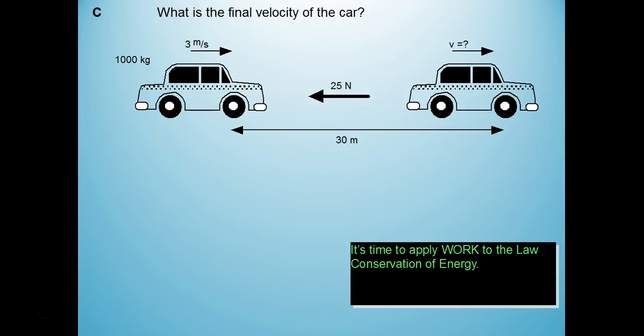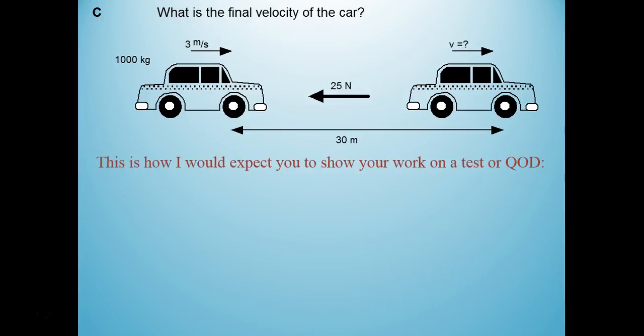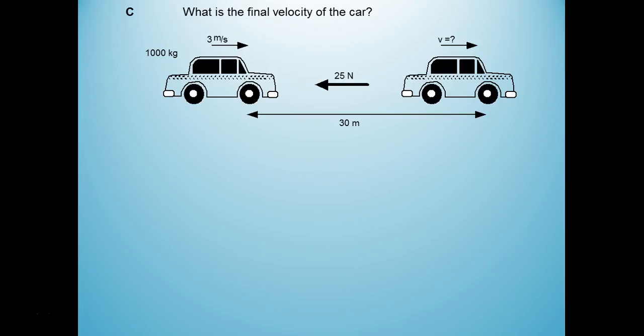So let's see how all of this applies to this conservation of energy problem, asking what is the final velocity of the car. So we have a car that starts off with a speed of 3 meters per second, has a mass of 1,000 kilograms, and apparently there's a force acting over a distance of 30 meters on this car. And this force is only 25 newtons, so it's not all that strong, and it's acting against the direction of motion of the car. So here's how we would write our problem out.